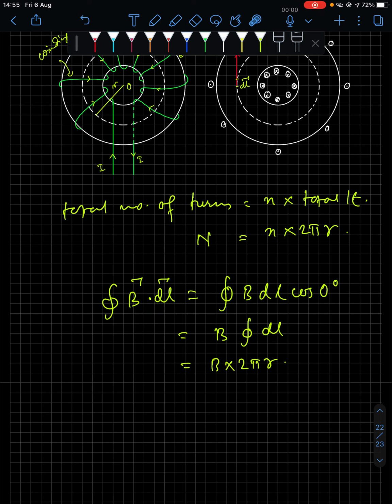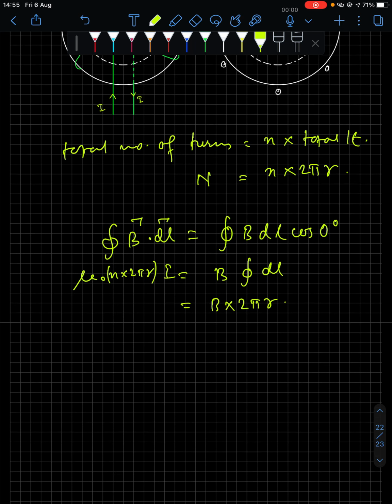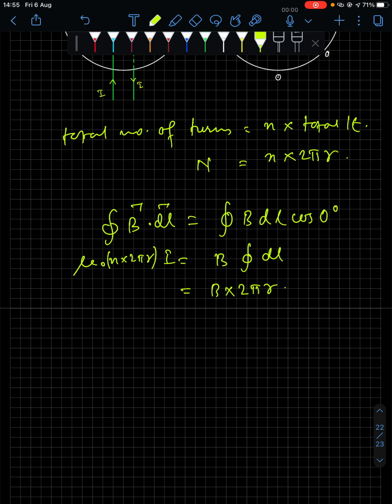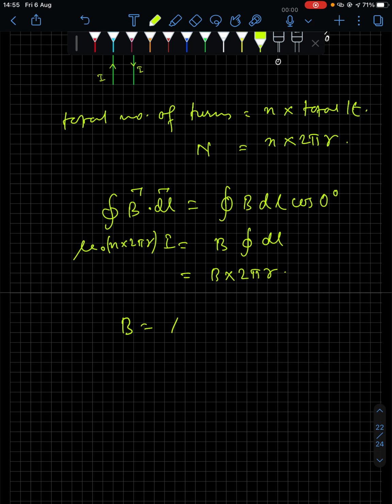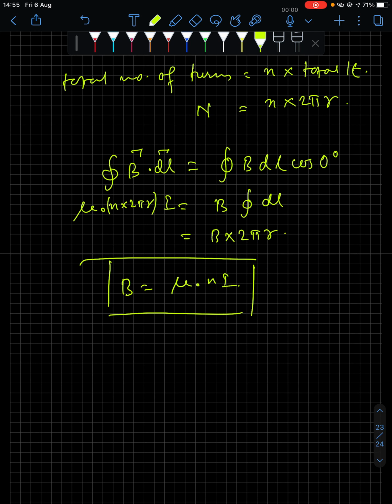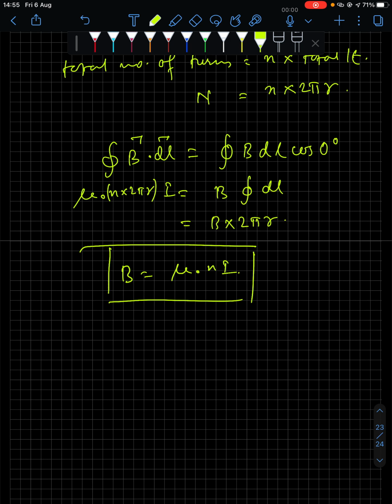On the right side, applying Ampere's circuital law directly, the relation is integral B dot dl equals mu naught I in general. Now when you have the total number of turns, you apply mu naught times the total number of turns. We could write capital N, but I am writing n into 2 pi r directly, so total number of turns into I. After solving, what do you get? B is equal to mu naught n I.